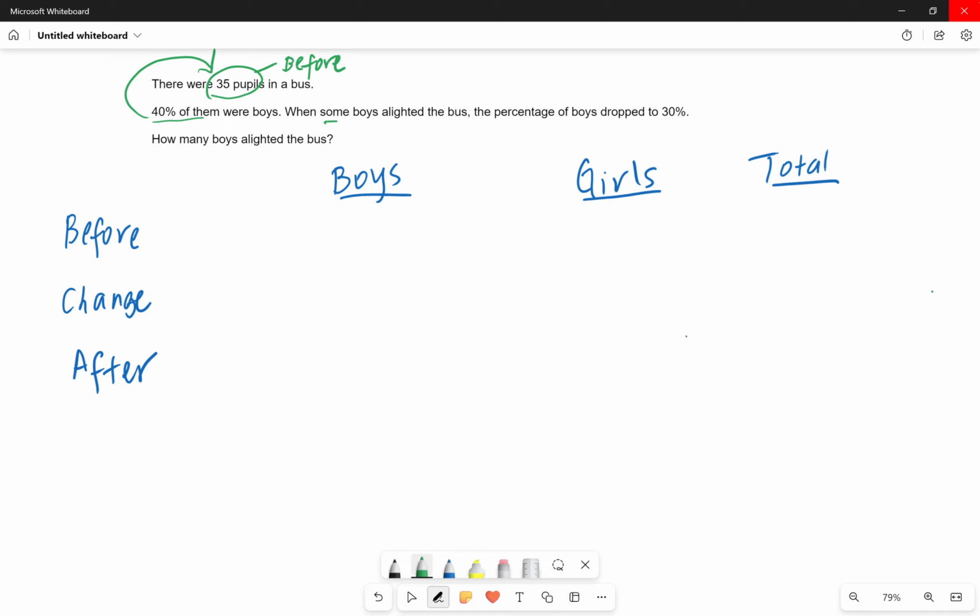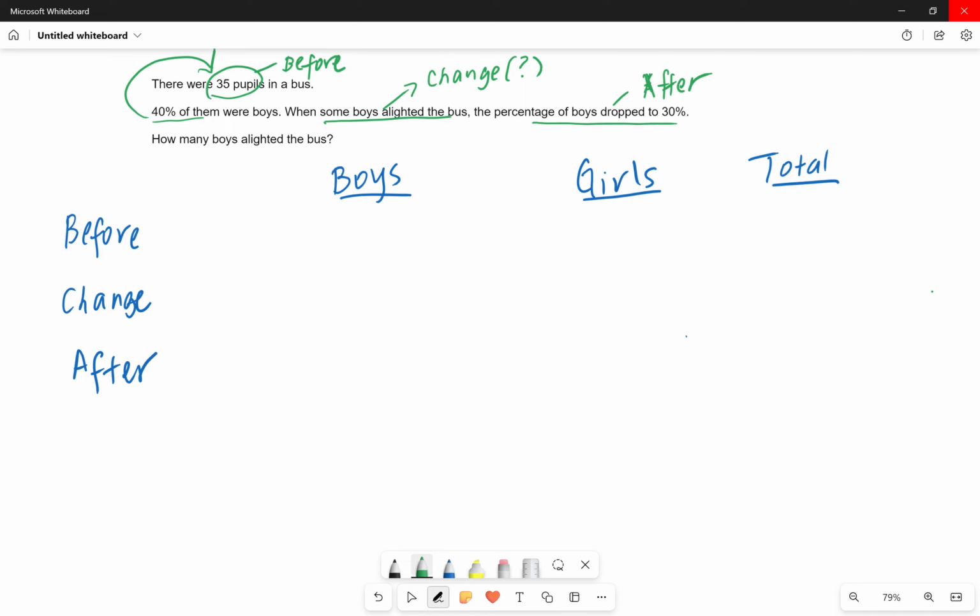When some boys alighted the bus, this will be the change, but we do not know how many, which is exactly what the question wants us to find out. The percentage of boys dropped to 30%. This will be the result, or the after effect, when some boys alighted the bus.